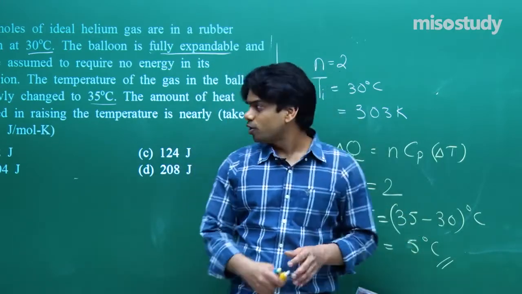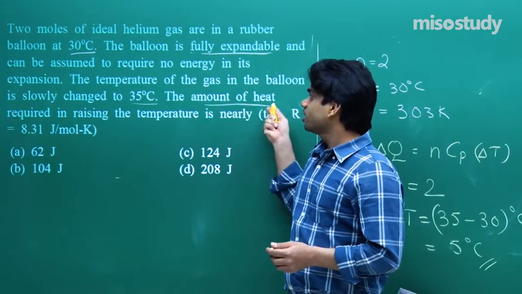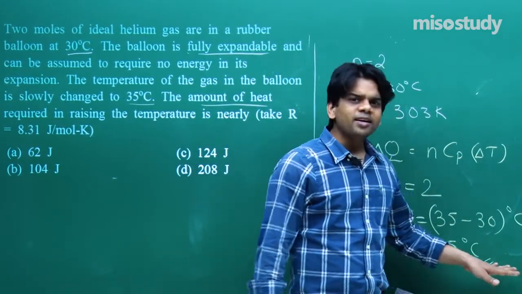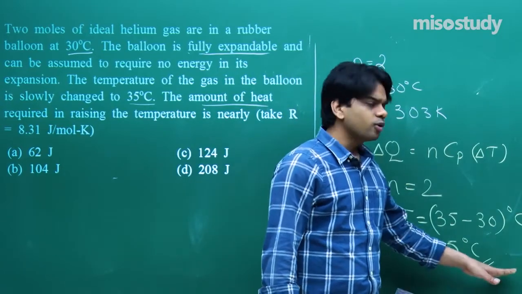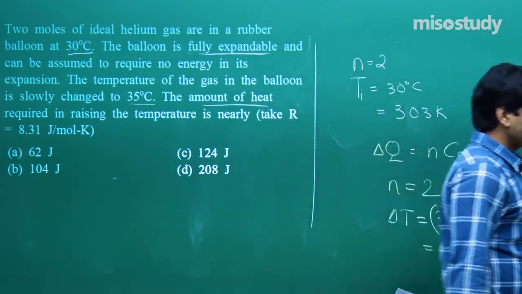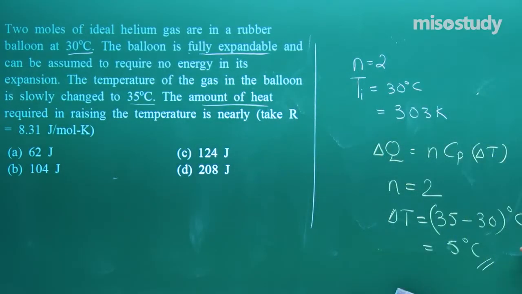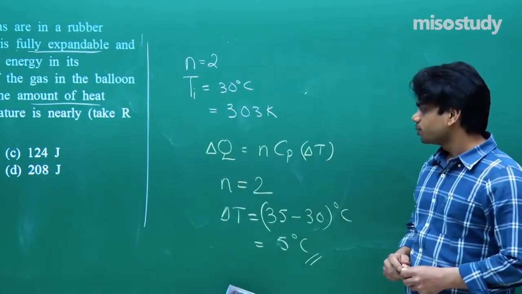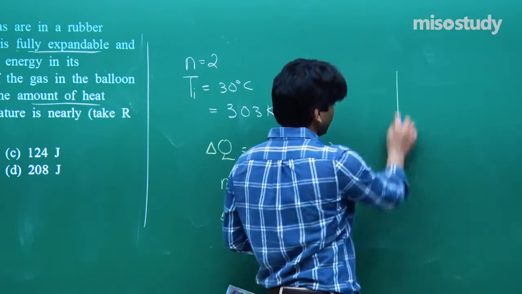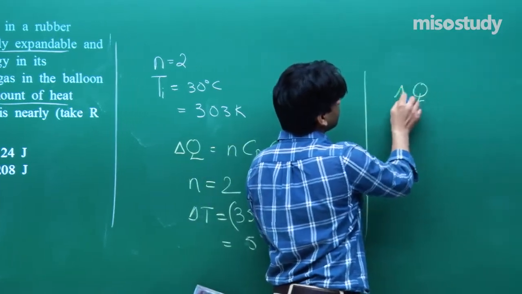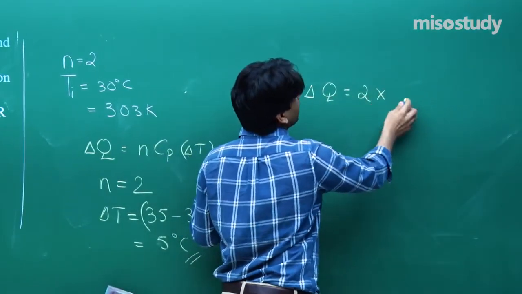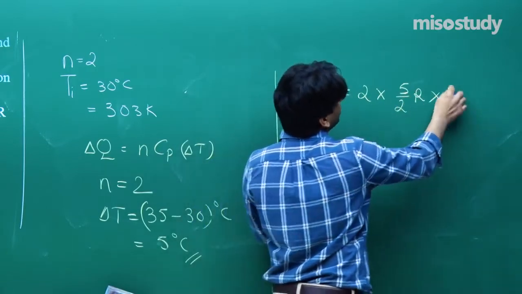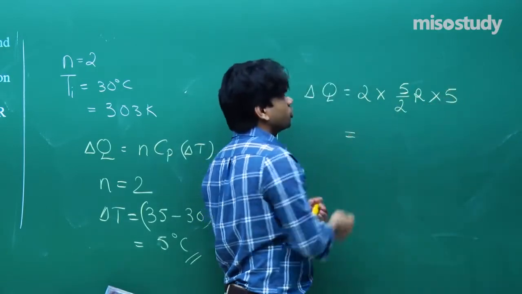You can find only the value of delta Q, the amount of heat required in raising temperature. So we have done the maximum part. Let me write at the other end of the board, so just take note till here. After knowing all the values, we can easily substitute the given variables' values. We'll be having delta Q is equal to n, that is 2, Cp you can take as 5 by 2 R for helium, and delta T as 5. In Kelvins also it will remain the same.